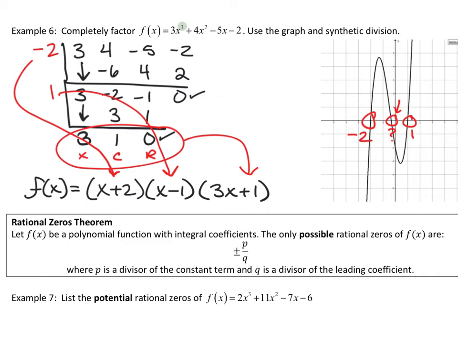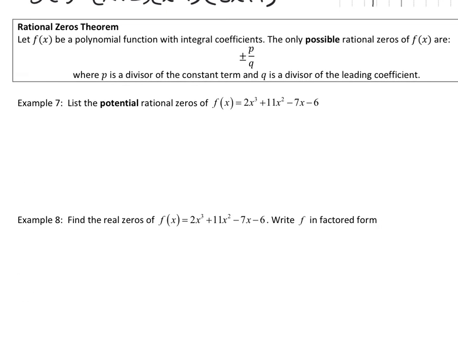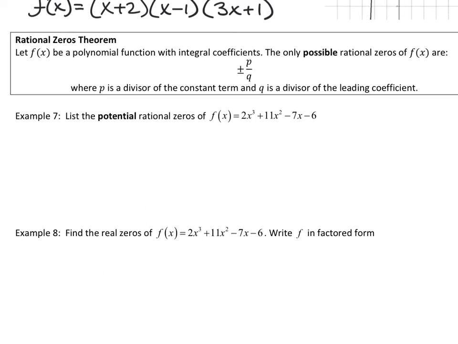But we're not always provided with a graph. So there are times we have to go straight from polynomials to the zeros instead of having a graph. One of the ways we're going to be able to do that is with this rational zeros theorem. It says, for any polynomial f of x with integral coefficients, the only possible rational zeros of f of x are of the pattern plus or minus p divided by q, where p is a divisor of the constant term and q is a divisor of the leading coefficient.